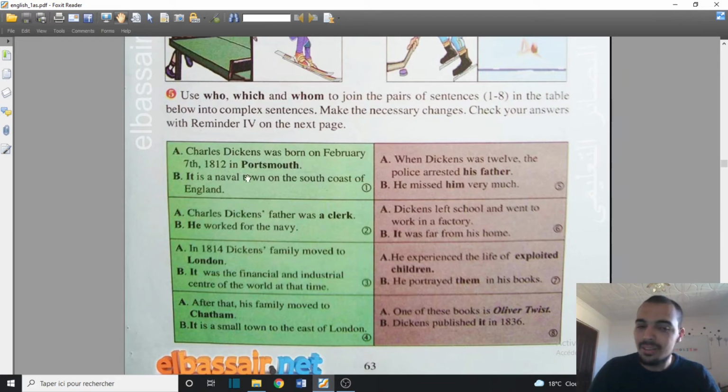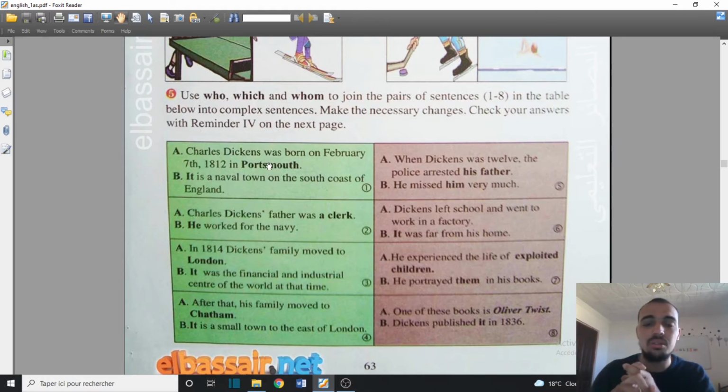Look at the second sentence. It provides an explanation about the last item, about Portsmouth. It is a naval town. A naval here means something related to marine. It is a naval town on the south coast of England. So the whole sentence provides an explanation about this last item.